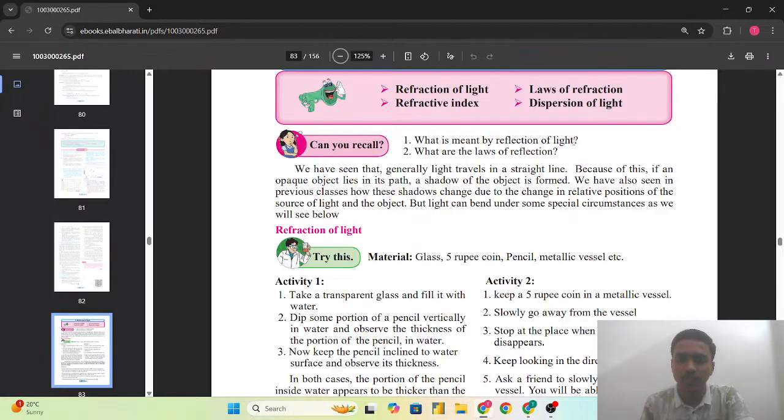What is meant by the reflection of light? What are the laws of reflection? We have seen that generally light travels in a straight line. Because of this, if an opaque object lies in its path, a shadow of the object is formed. We have also seen in the previous classes how this shadow changes due to the change in relative positions of the source of light and the object. But light can bend under some special circumstances, as we will be seeing below.